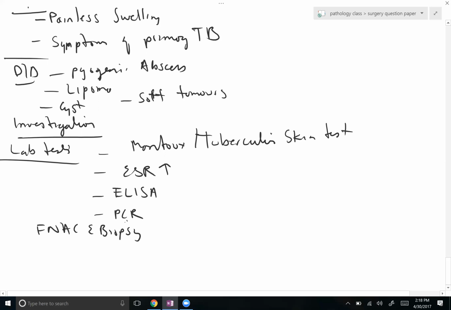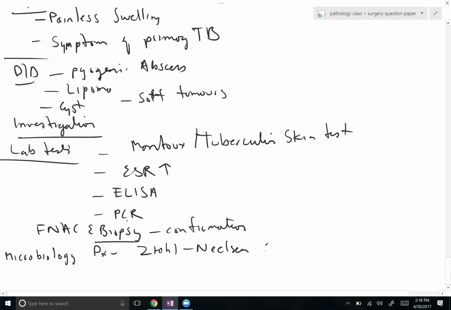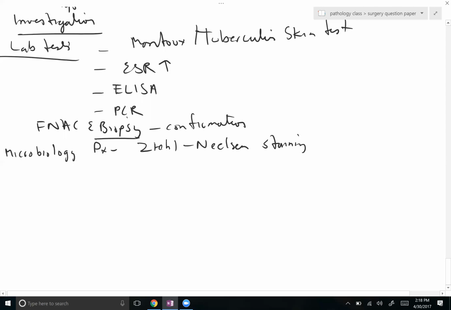Biopsy is for confirmation. Next is microbiology diagnosis. When we are talking about microbiology diagnosis, we are talking about Ziehl-Neelsen staining. This is for diagnosis of TB.